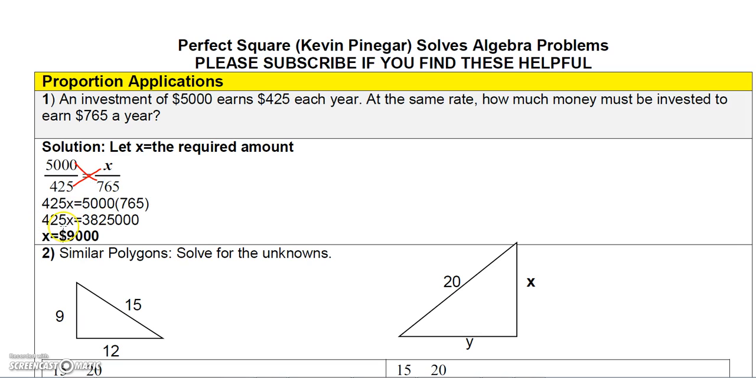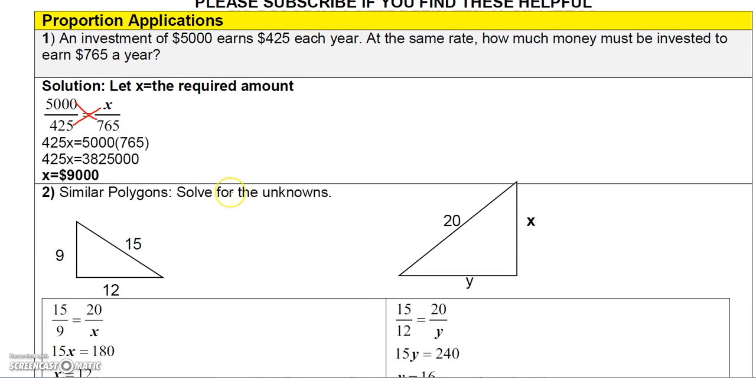And so I ended up with 425X on the left. And when you multiply this together, you get 3,825,000. And then if you divide both sides by 425, you get 9,000. So your answer, you'd need $9,000 at the same rate to earn $765.